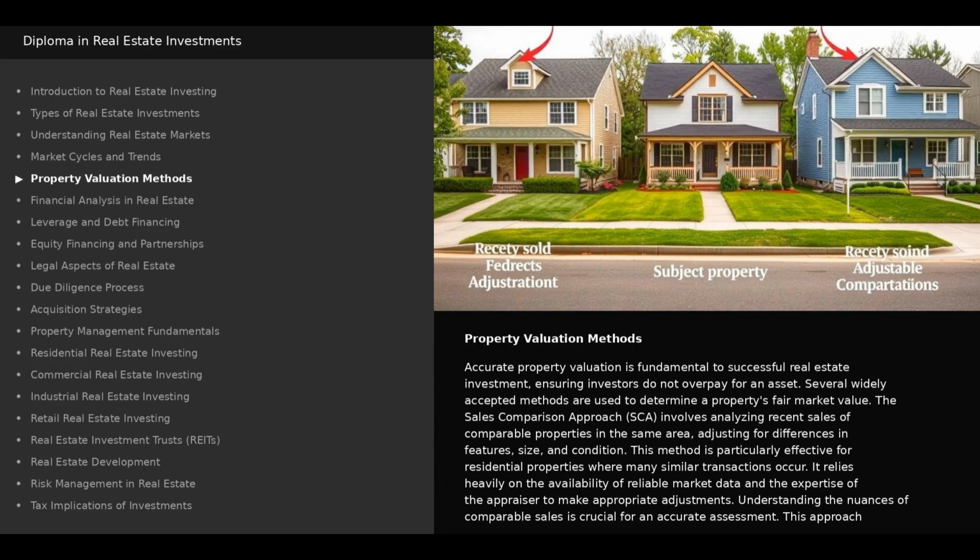The sales comparison approach, SCA, involves analyzing recent sales of comparable properties in the same area, adjusting for differences in features, size, and condition. This method is particularly effective for residential properties, where many similar transactions occur. It relies heavily on the availability of reliable market data and the expertise of the appraiser to make appropriate adjustments. Understanding the nuances of comparable sales is crucial for an accurate assessment. This approach provides a market-driven estimate of value.